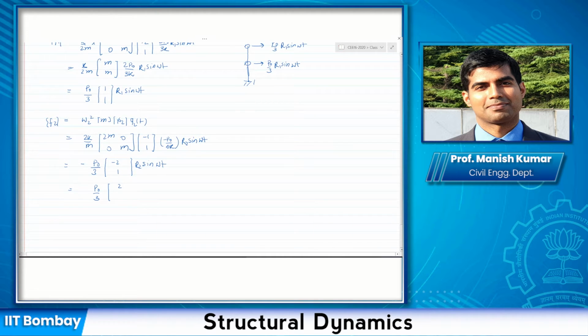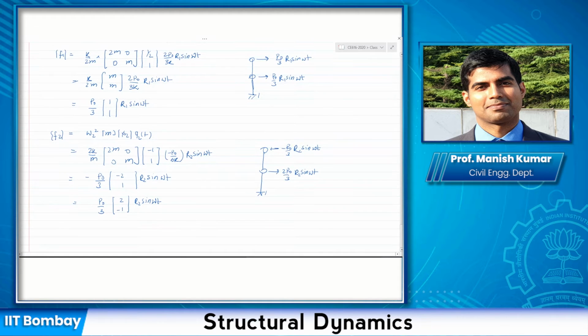It would be 2 here and minus 1 here, R2 sine omega t. So in the second case, these are the forces. For degree of freedom 1, this is 2P0 by 3 R2 sine omega t, and for degree of freedom 2, it is in the opposite direction, minus P0 by 3 R2 sine omega t. So these are the forces that are applied.